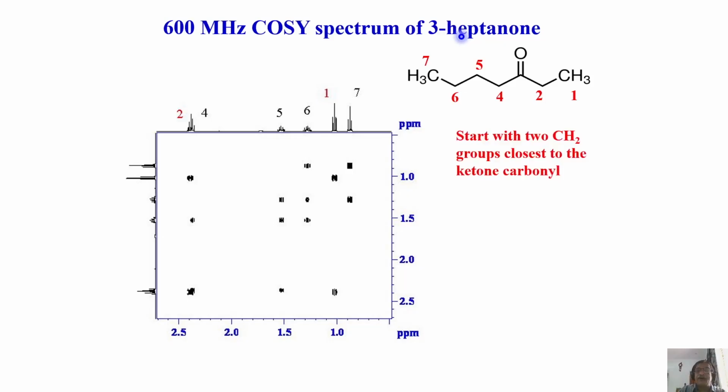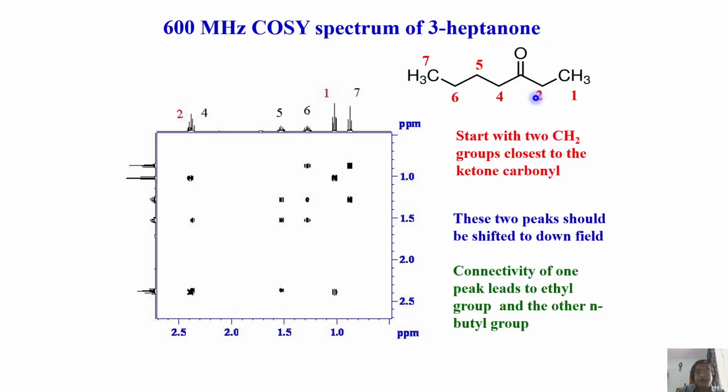Another way out is the CH2 group closest to the ketonyl. That's correct, the CH2 group closest. These two peaks should be shifted downfield because of the CO. Either this or this, that's what we have to take. Both of them will come downfield, and I see it is written here, both are 2 and 4. Now, one of them you take, it will complete a square. And no other coupling you can see here.